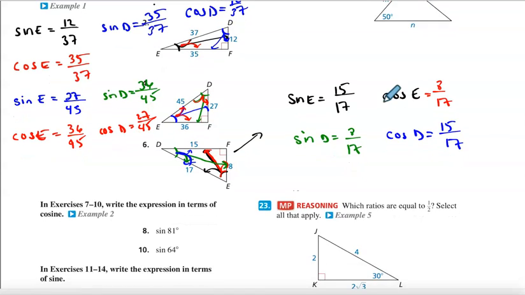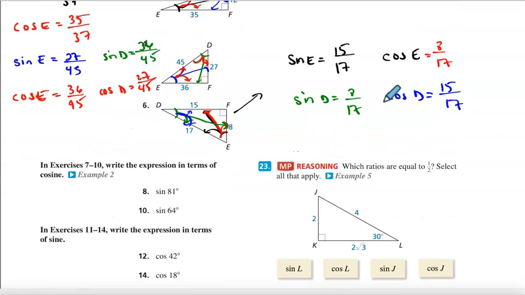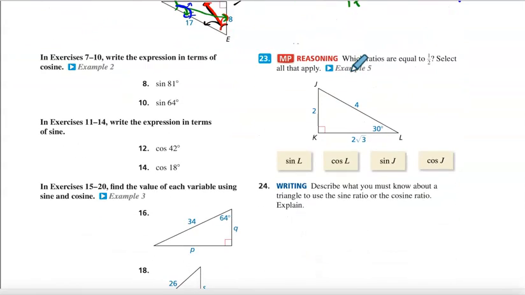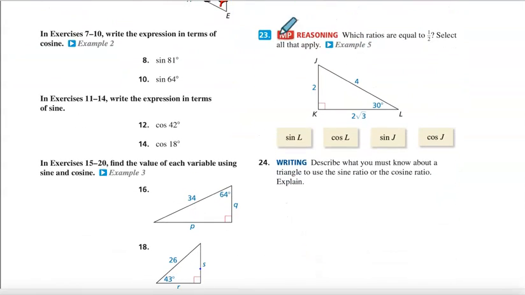All right, and those are all your fractions and decimals. Once you know that angle, you could plug the sine of that angle into your calculator, and it should equal the same thing as 15 over 17. And we'll learn soon how to find that angle. All right, write the expressions in terms of cosine.